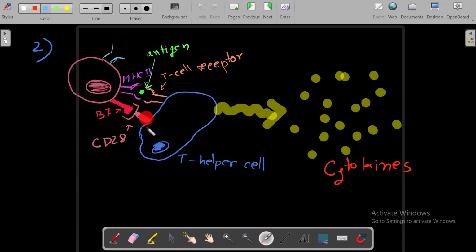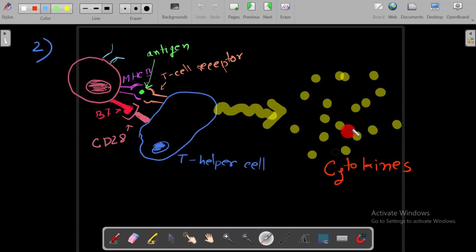And there is also another binding, a secondary binding. In this secondary binding, there is a receptor on the B cell called B7, and the T helper cell has another receptor against this receptor, which is CD28. So this binding ensures the stability of this whole binding process. After this binding, the helper T cell gets activated, and when the helper T cell gets activated, it releases cytokines.